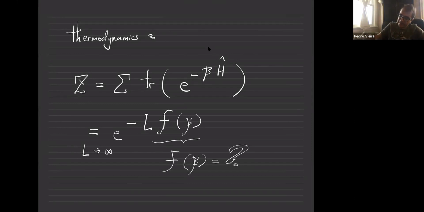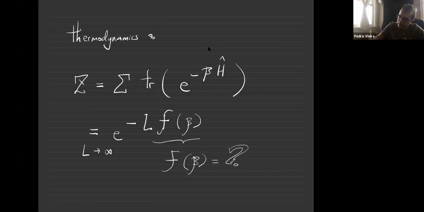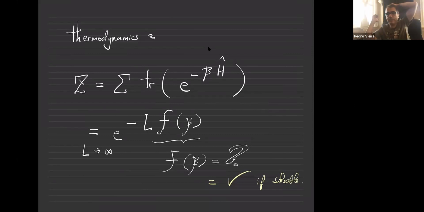And when I said that some spin chains are solvable, oops. So the answer is we can compute them if it's solvable, or sometimes we can make some approximations for trying to compute this quantum spin chain. So this is one answer about thermodynamics.